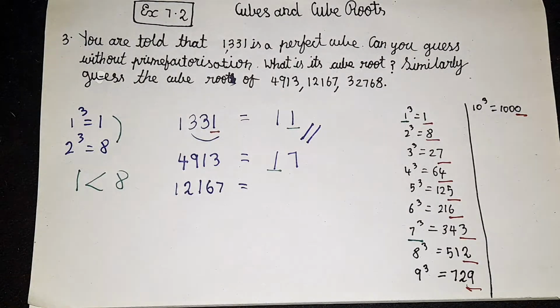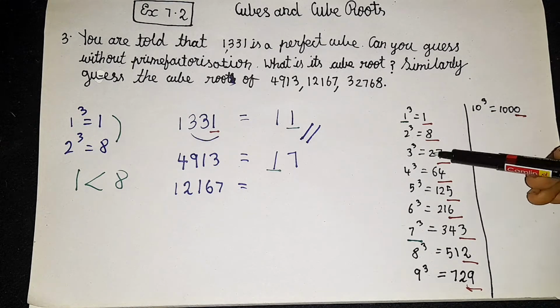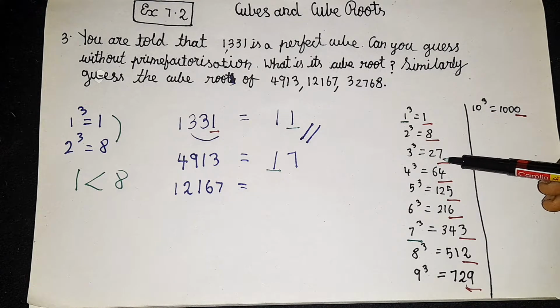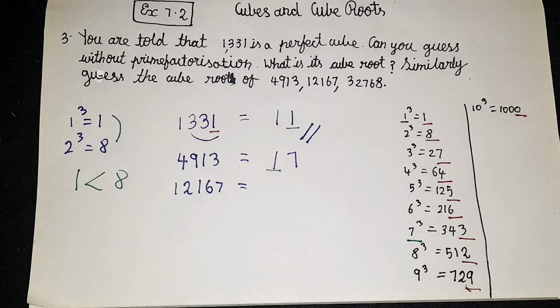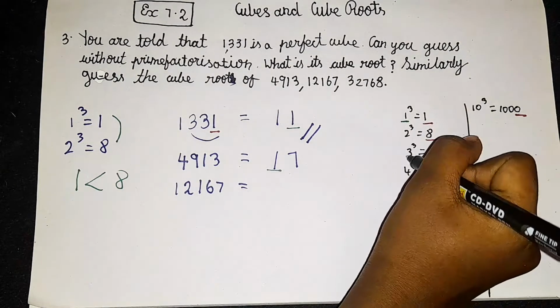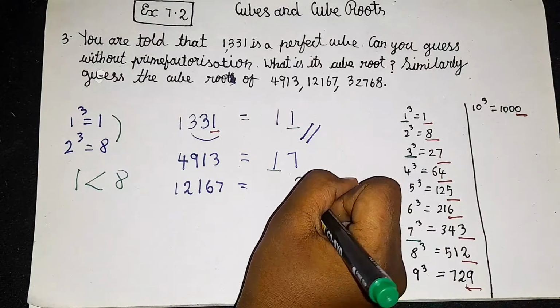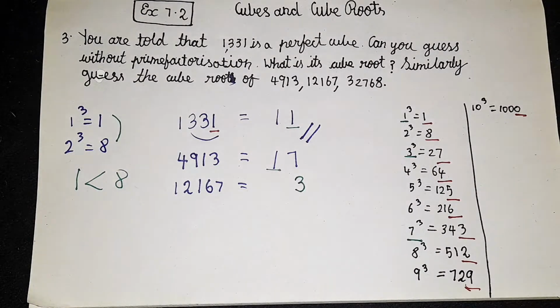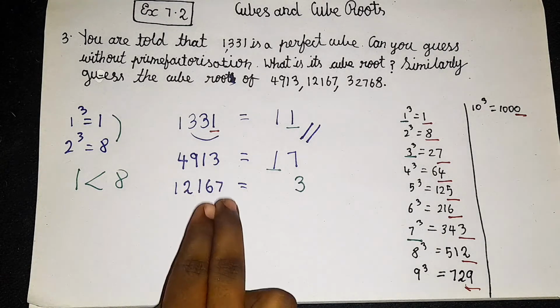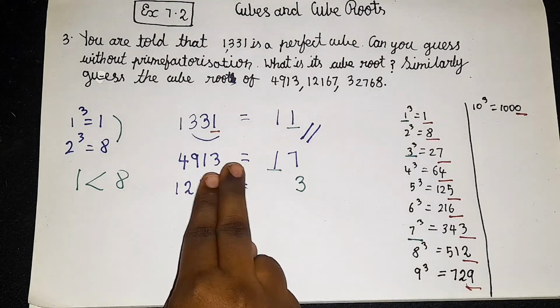12,167. So here the end digit is 7. Okay. So here let's check which one is having the end digit 7. So 3 cube is having the end digit 7. Which means what should we write? We should write 3 here. Okay. Now what we have to do is we should hide the last 3 numbers.